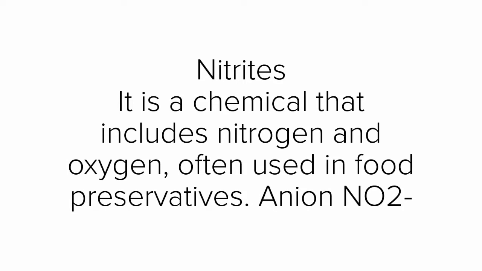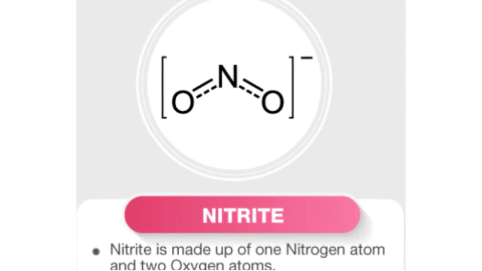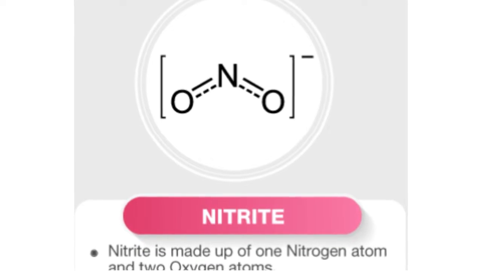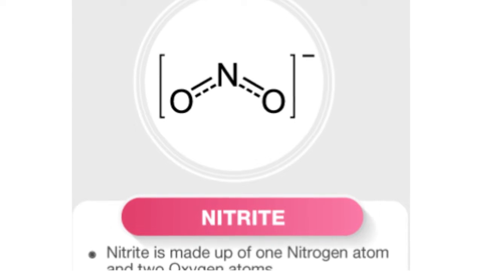Now, let us know what nitrites are. A nitrite is a chemical that includes nitrogen and oxygen, often used in food preservatives. A nitrite is an anion, NO2−. A nitrite is made up of one nitrogen atom and two oxygen atoms.